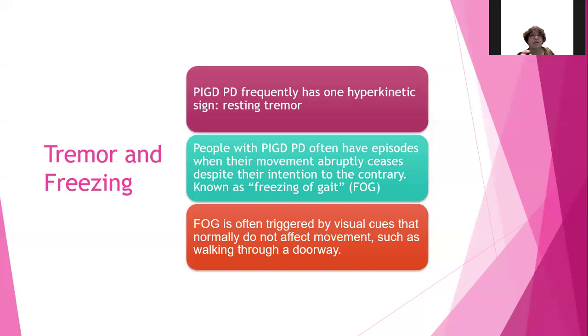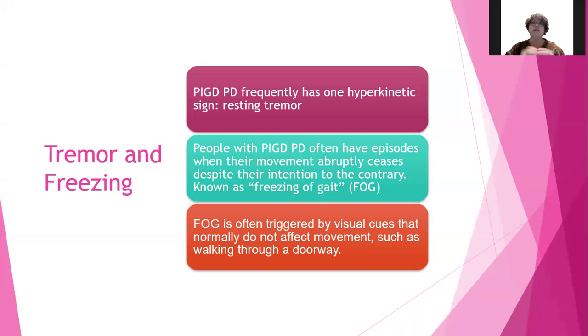Tremor and freezing are really common with akinetic Parkinson's, and tremor is the one hyperkinetic sign that they have. Everything else is kind of hypokinetic. It's a resting tremor. With cerebellar dysfunction, you have an intention tremor, where it happens when you're moving. With Parkinson's disease, it's a resting tremor.